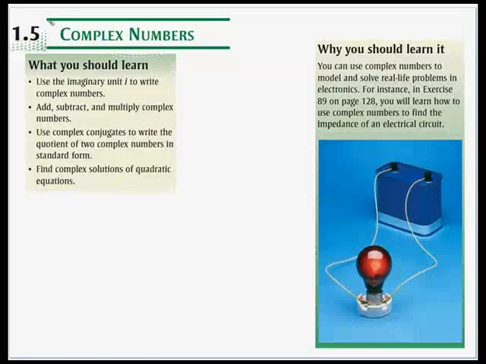Alright, in this video we're going to cover complex numbers, and that's section 1.5 in the book. What we're going to learn in this section is to use the imaginary unit i to write complex numbers, and we'll add, subtract, and multiply those complex numbers, and use complex conjugates to write the quotient of two complex numbers in standard form. And we will find complex solutions to quadratic equations.